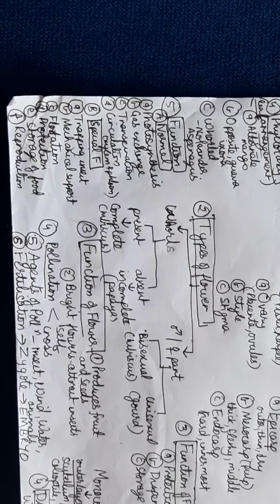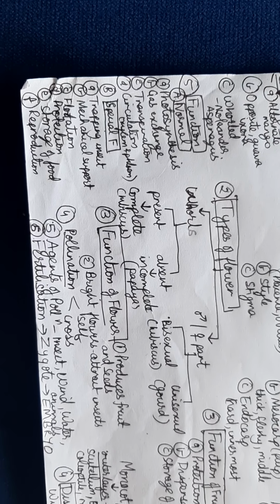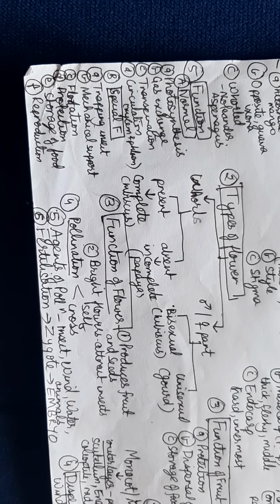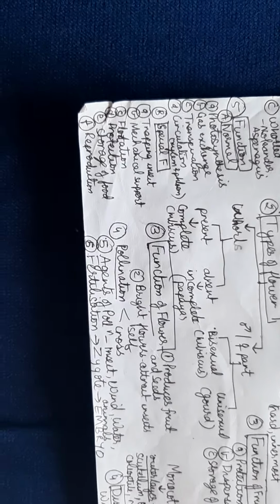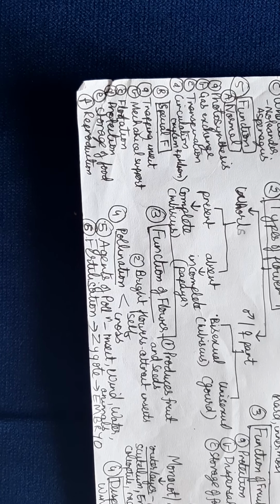Then we go to the types of flower, which is again based on two types, that is the presence or absence of whorls and the presence or absence of the female and the male part, that is androecium and gynoecium. Thus, they are classified as complete, incomplete, bisexual, and unisexual flowers.